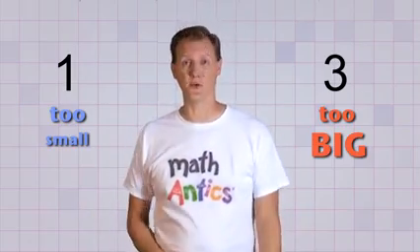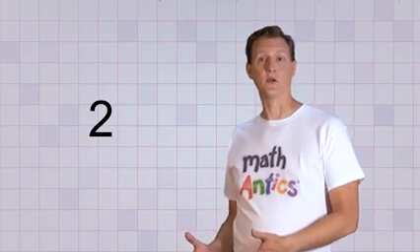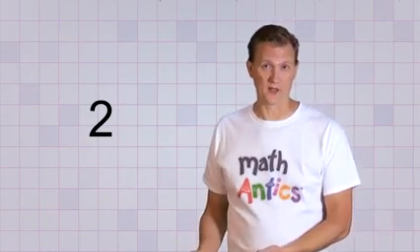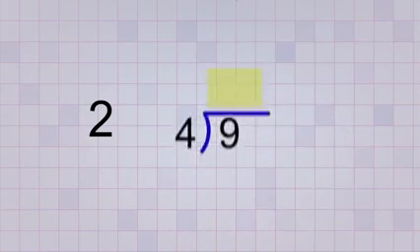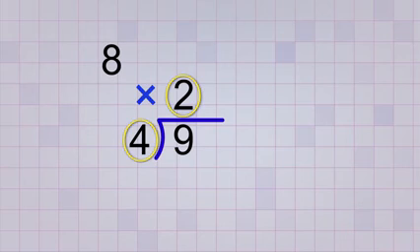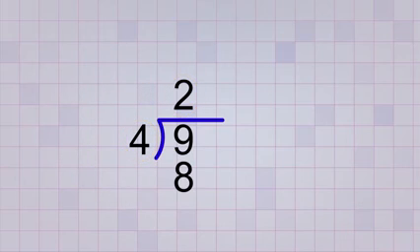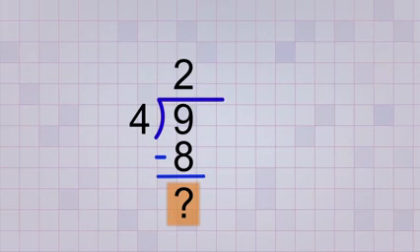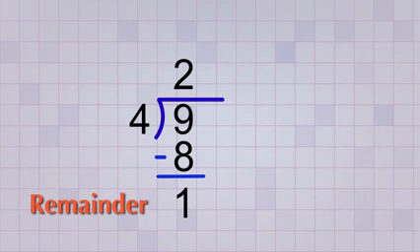So let's try 2. If we say that 2 4s will make 9, or almost 9, our problem looks like this. 2 goes in the answer spot, and then we do our multiplication procedure. We multiply that 2 by the 4, and we get 8. Then we write the 8 below the 9 so we can subtract it and find our remainder. 9 minus 8 equals 1. So that means our remainder is 1.